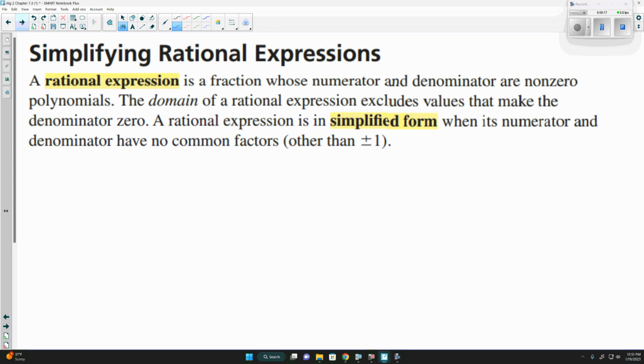So what we're talking about today and starting today is rational expressions. A rational expression is a fraction whose numerator and denominator are polynomials, and the denominator is not zero. So we're going to have a variable in the top or bottom or both.